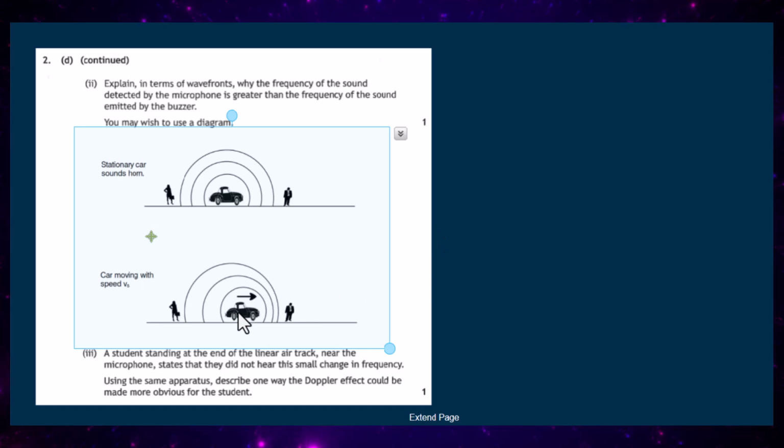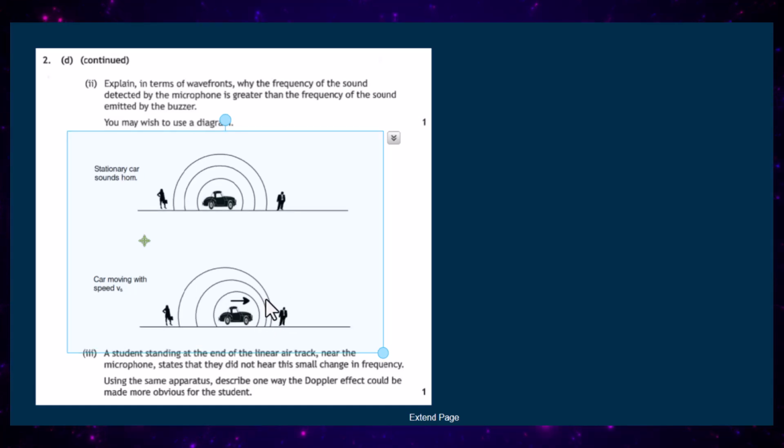But as the car moves towards the person, it catches up with the wave fronts, and the wave fronts ahead of it will be crushed up, which means this person here, aka the computer's microphone, will detect a higher frequency in this side as it was when the buzzer was not moving. So it's all to do with the wave fronts crushing up, because the source of sound is actually going forward and catching up with the waves. Now that diagram there will give you the marks for that. The wave fronts at the front, as it approaches this person here, this could be the microphone, are all crushed up.